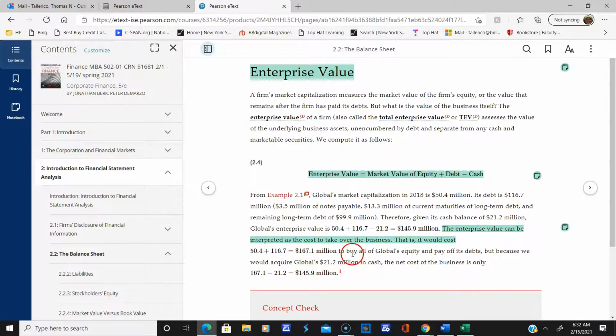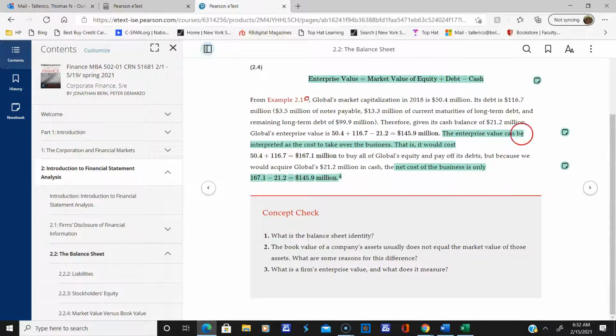So it would cost to buy all of Global's equity and pay off its debts, but because we would acquire Global's $21.2 million in cash, the net cost of the business is only $145.9 million. So this is an important term, and it's called the enterprise value. So again, here's the equation for that. It's quite simple.